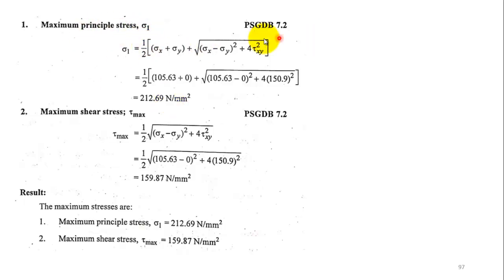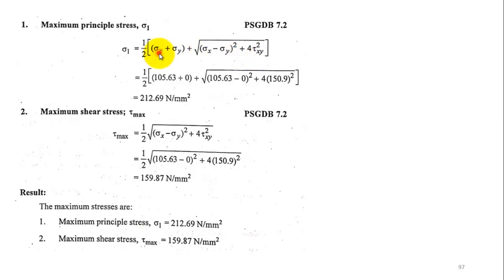The same formula which we have already used for the other problem. Only one change: we have to calculate only sigma 1. No need to calculate sigma 2. They have asked only maximum stress. Maximum stress means always sigma 1, and also maximum shear stress. Maximum principal stress and maximum shear stress we have to calculate. Sigma 1 value will be half of sigma x plus sigma y plus root of sigma x minus sigma y whole square plus 4 tau xy square.